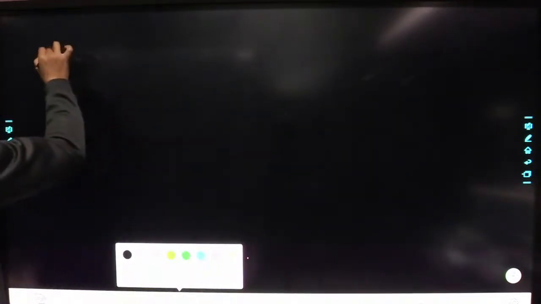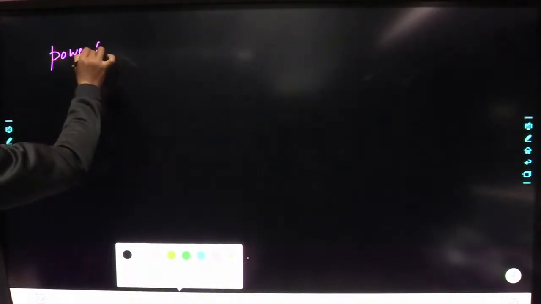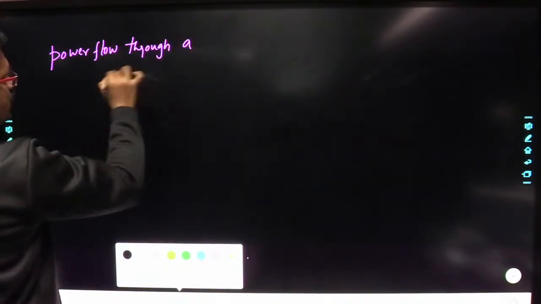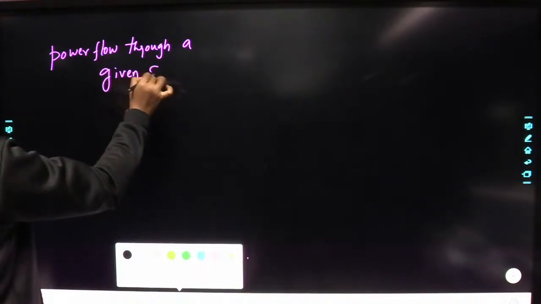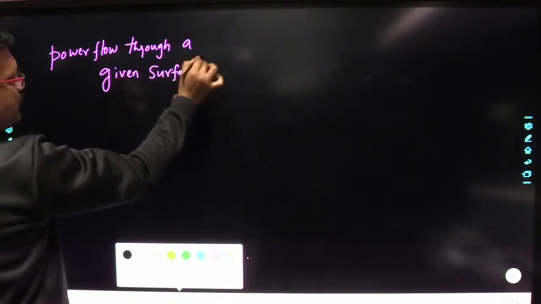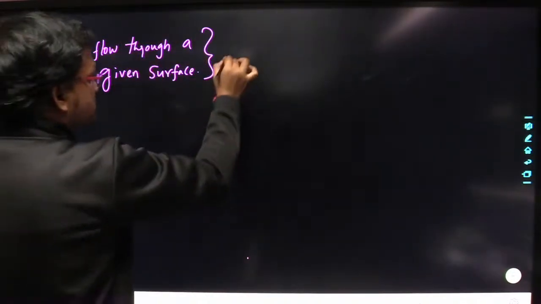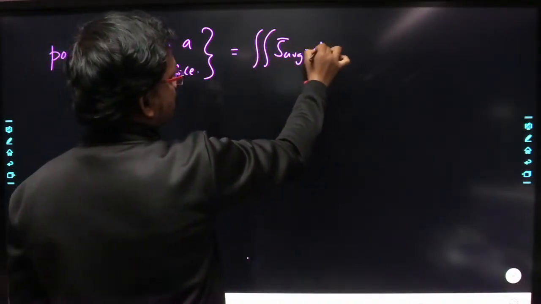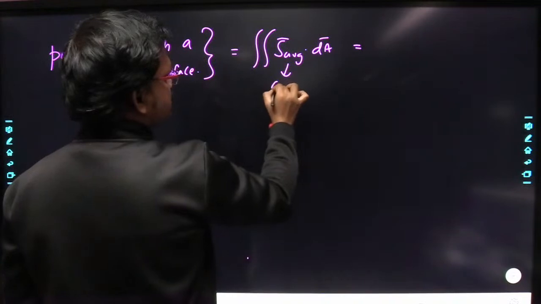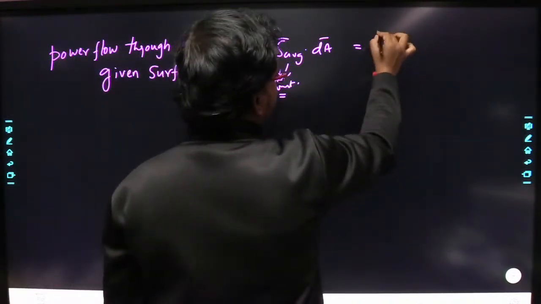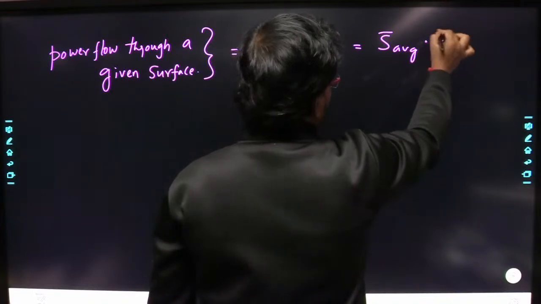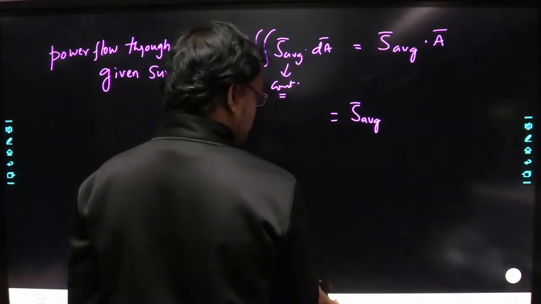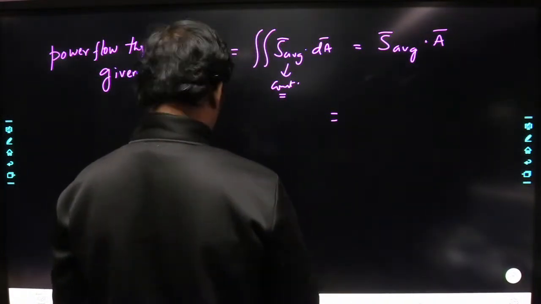So anyway, the power flow through a given surface is equal to what? Is equal to double integral S average dot dA bar. We have seen that the S average, we got it as a constant value. So we have written it as S average dot A bar, right? So what is S average we got here? Just substitute here, that's it.